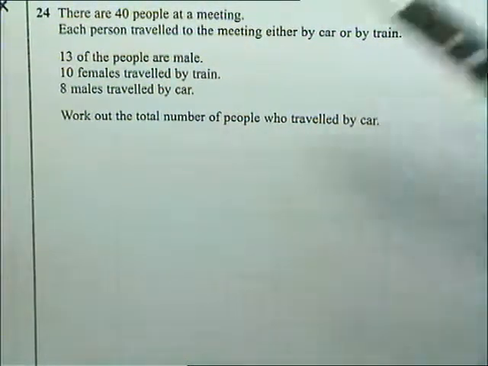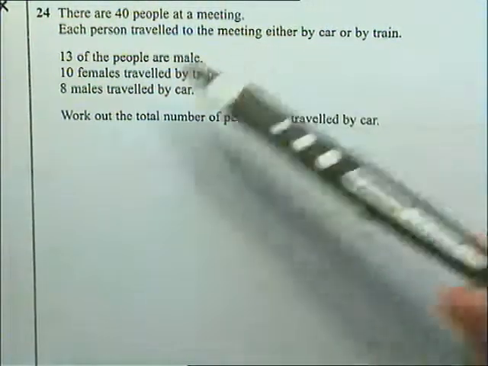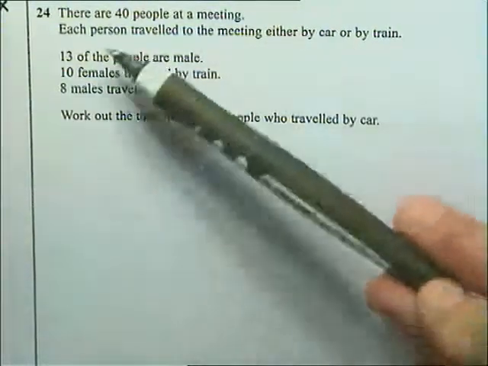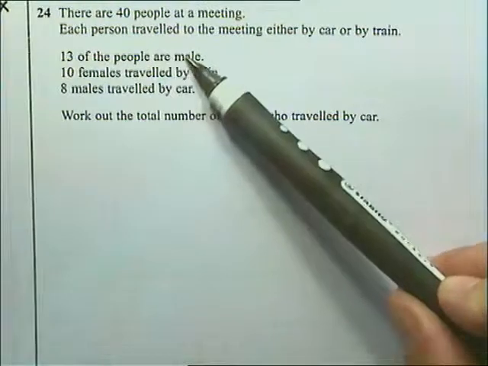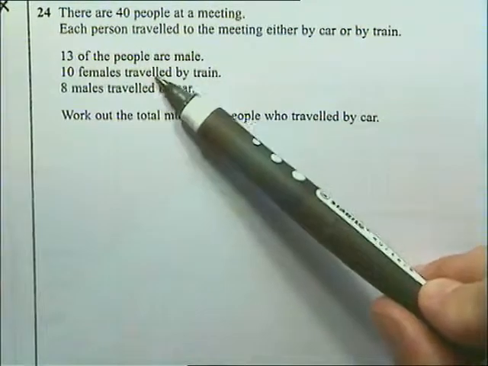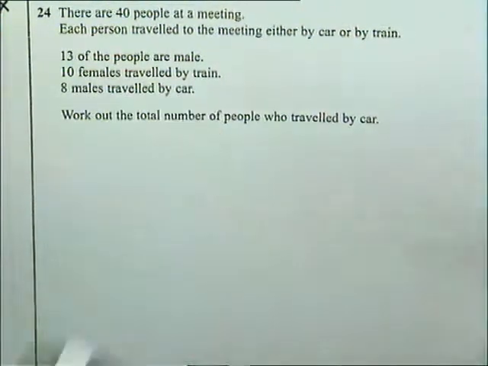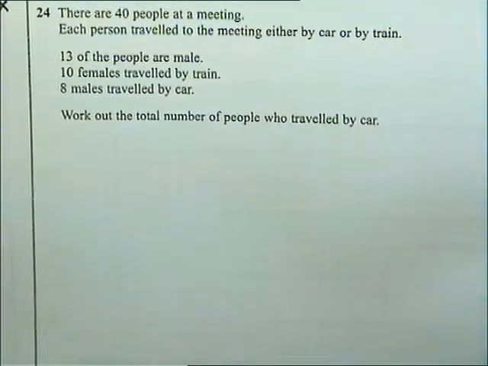Okay, so there's a couple of ways of doing this question. As you can see, there are 40 people at a meeting. Each person travelled to the meeting by either car or train. 13 are male, 10 females travelled by train, 8 males travelled by car. There's a couple of ways you can work this out.